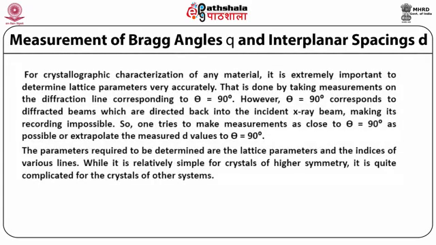For crystallographic characterization of any material, it is extremely important to determine lattice parameters very accurately. That is done by taking measurements on the diffraction line corresponding to theta equal to 90 degrees. However, theta equal to 90 degrees corresponds to diffracted beams which are directed back into the incident X-ray beam, making its recording impossible. So one tries to make measurements as close to theta equal to 90 degrees as possible, or extrapolate the measured d values to theta equal to 90 degrees.